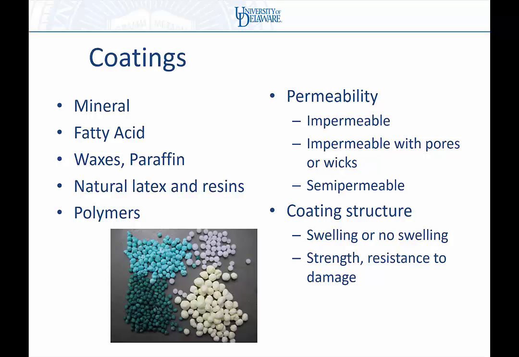There are natural latex and resins that could be used, but what we're going to concentrate on today is our polymer coatings. These are organic molecules that polymerize to produce long chains or sheets that then cover the granule or prill. What has to be done to make a coating technology useful is it has to have some ability to remain around the granule or prill of the fertilizer.